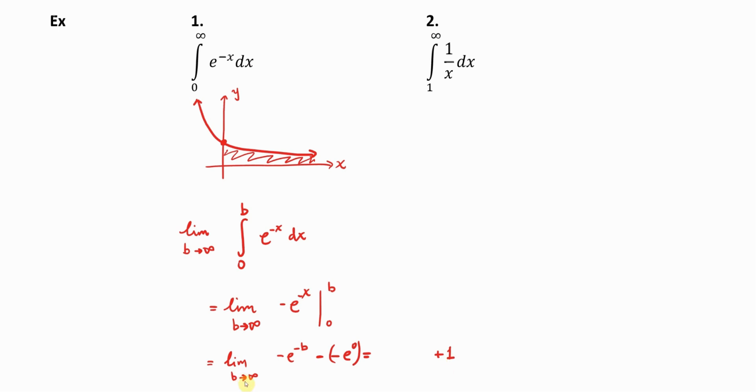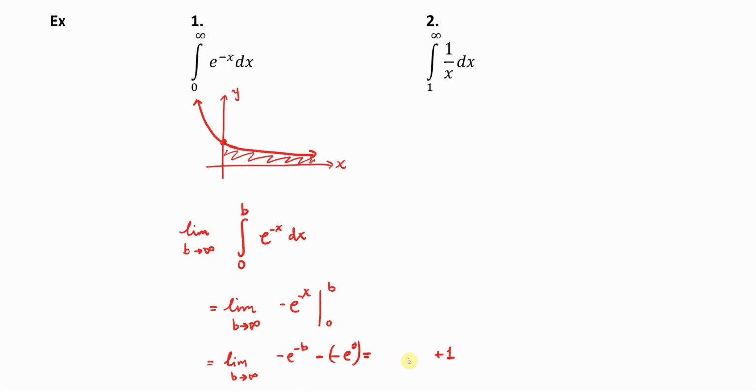Now, let's think about this. If we were to put a very, very large number into here, what would we get? We would get 1 divided by a very, very large number. So that would effectively go down to 0.